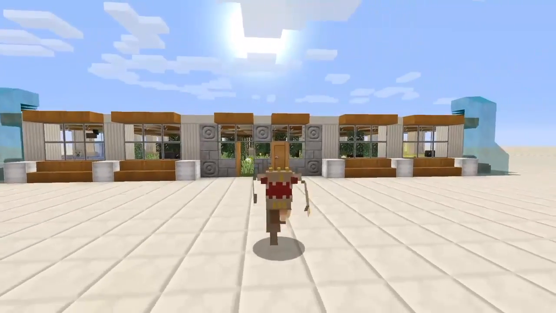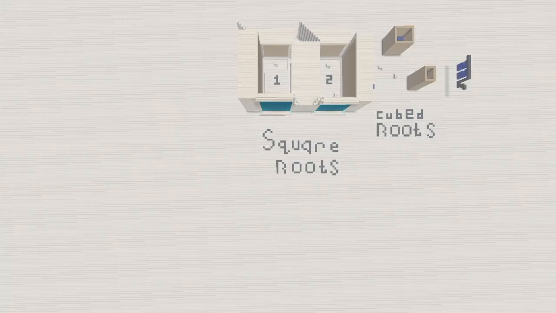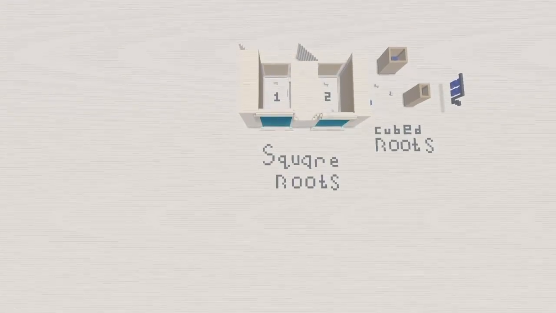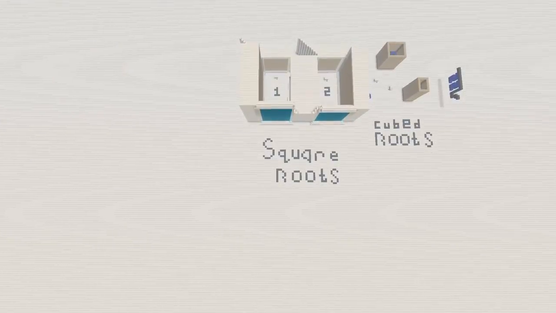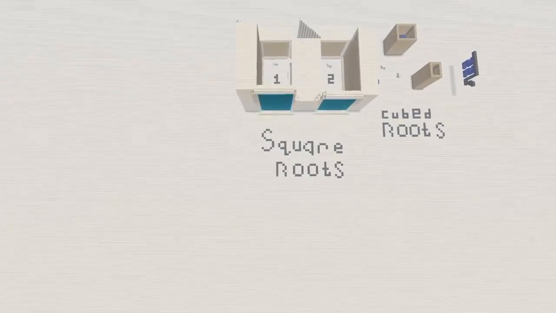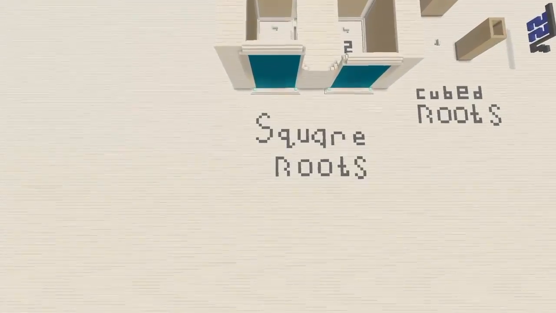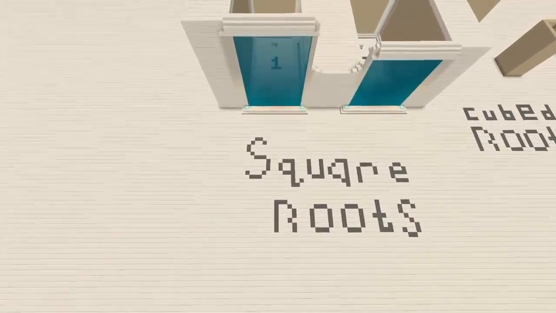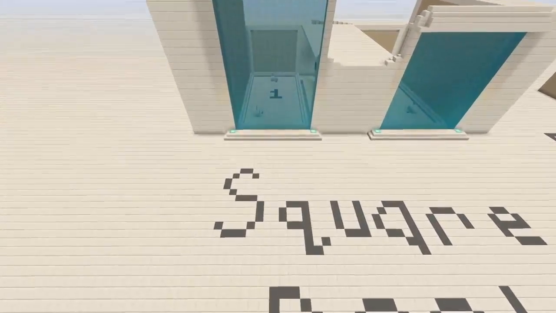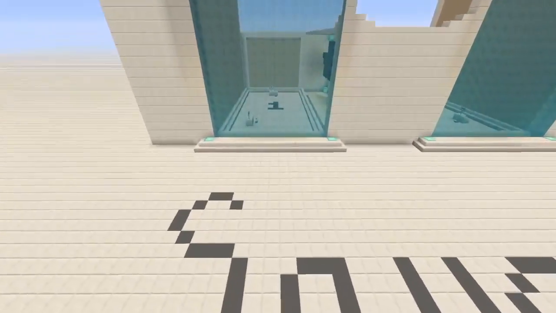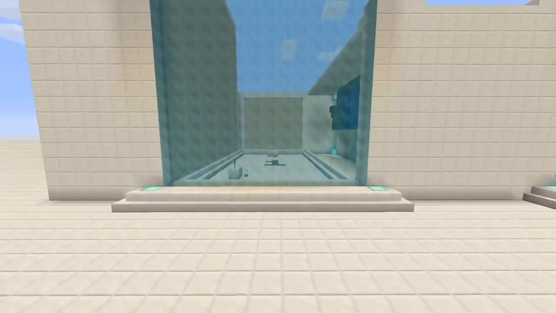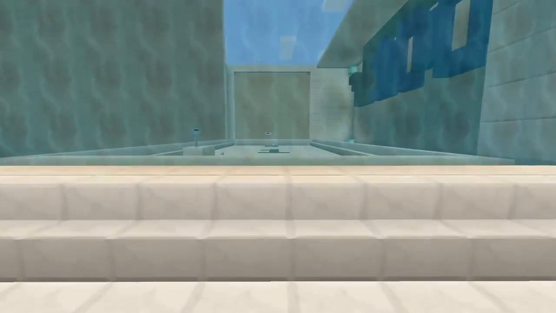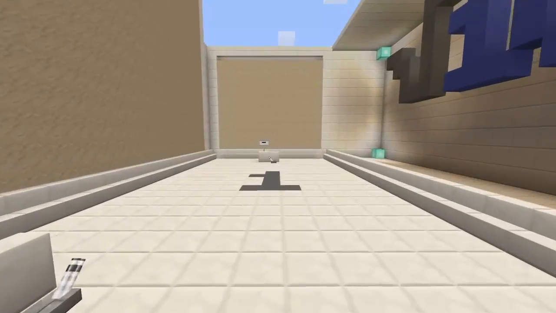Alright, now that we got that done and over with, let's head out to where I built the things to teach you about square roots. What we have here is square roots, cube roots, and off to the side is estimating. So first we're going to start off with the first example, obviously. Okay, on to the first example.